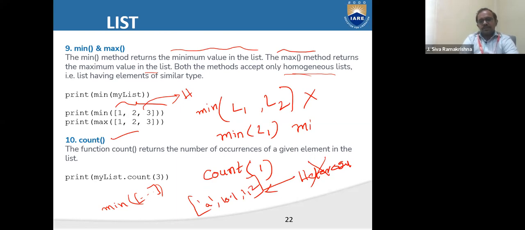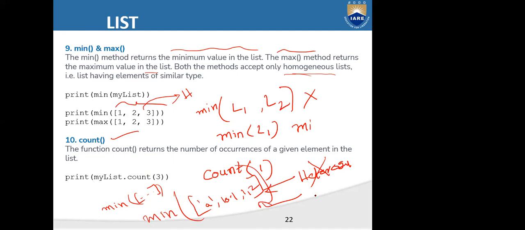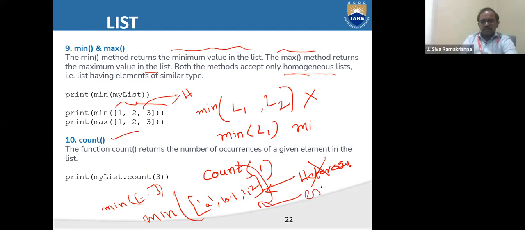An important objective question. What is the output of min of this list? Min of list A 10.1 1. What is the output of this? Error. Correct, the output is going to be the error. Sometimes you will face this kind of objective question also. And similarly, this can be applied to max also.